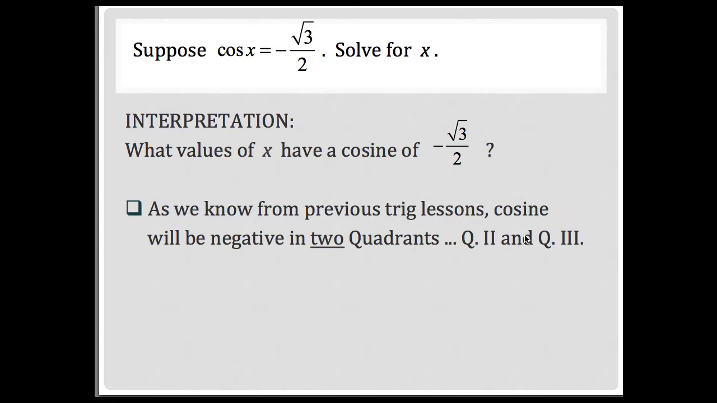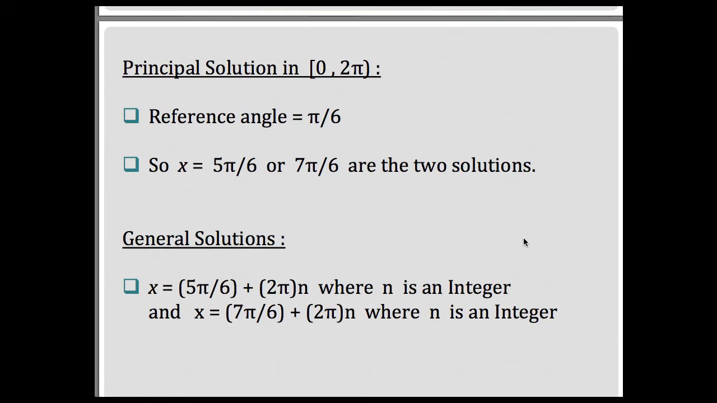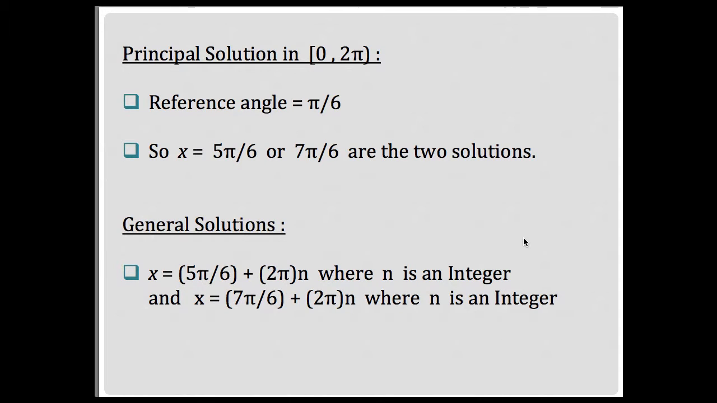Another thing we know from previous trig lessons is that given the fact that we want our cosine value here to be negative, we know cosine is negative in two quadrants, in quadrant 2 and in quadrant 3. So we're going to have an answer out of each of those two quadrants. So this equation actually has two answers to it. I say that it has two answers to it, and that's assuming we are finding the principal solutions in the interval from 0 to 2 pi, essentially one full circle. That's typically what we're doing in AP Calculus.